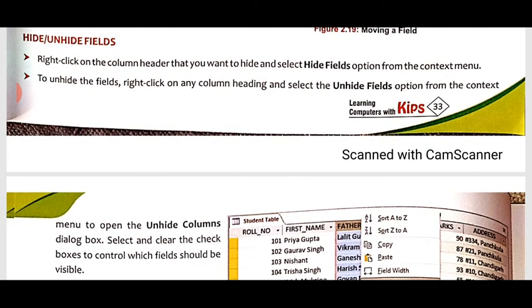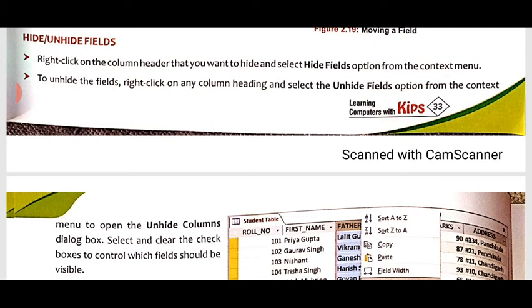Hide and unhide a field. We can hide also. How can we do this? Right click on the column header that you want to hide and select the hide field option from the context menu. Do a right click, the context menu will come, and choose the hide option. Then that field will be hidden. To unhide the field, right click on any column header and select the unhide fields option from the context menu.